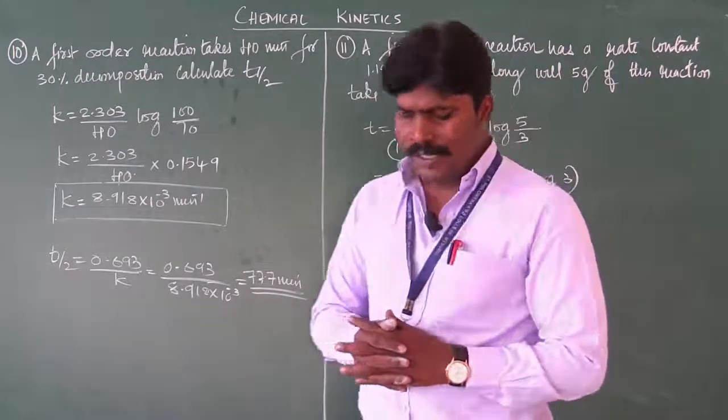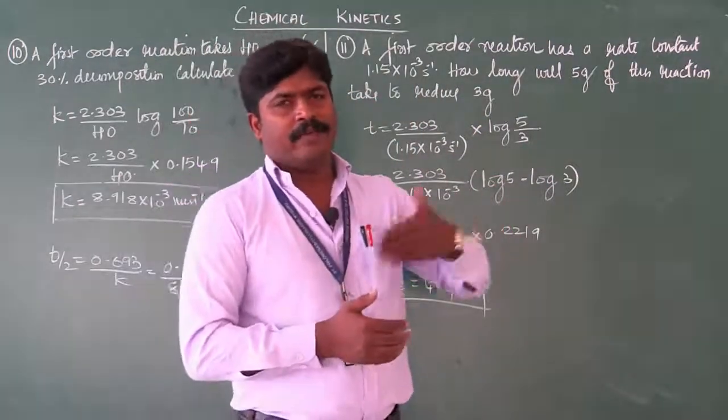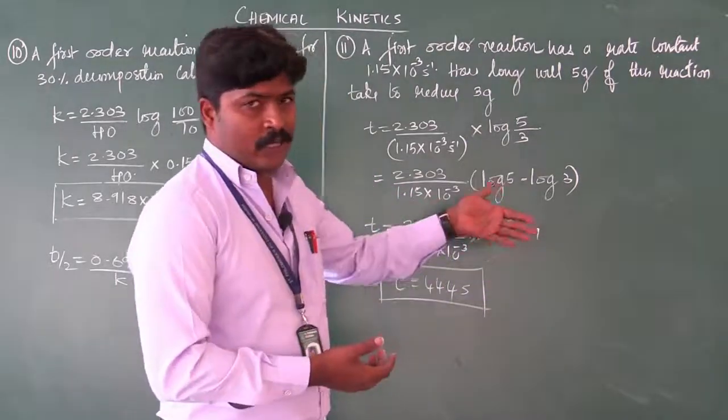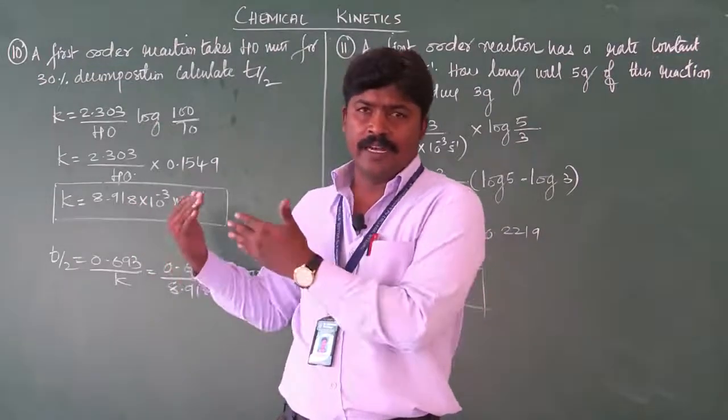Now we are coming to a problem where they can also give the quantity in grams. Initially 5 grams, after some time 3 grams, what is the rate constant? So I am trying to explain based on grams. What we discussed here was in percentage, and we could find T half after K.